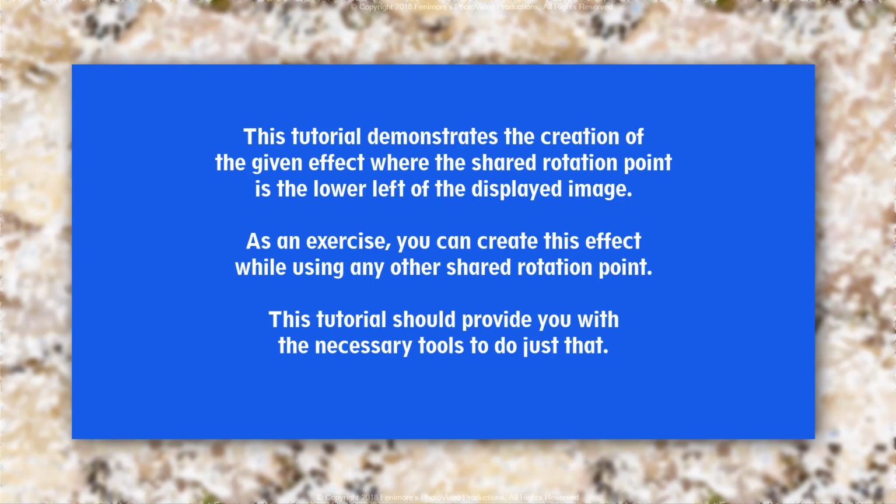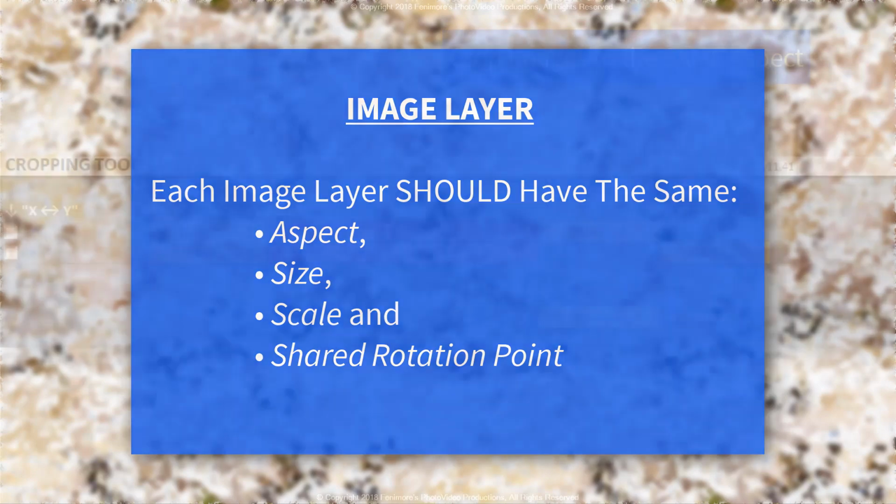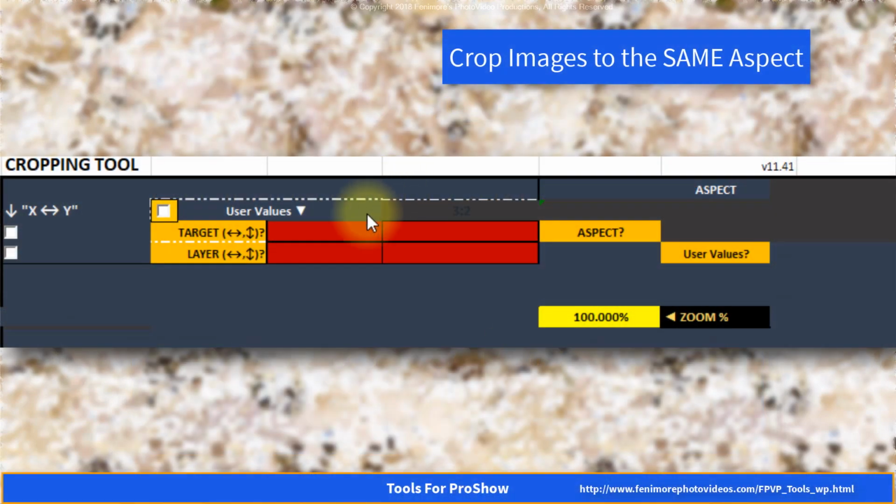This effect works best if the two images share the same characteristics such as aspect, size, scale, and rotation point. Fail to do that, and any number of complications will arise. Now, I'm going to go over how to create this effect. You may need to crop these images to give them both the same aspect.